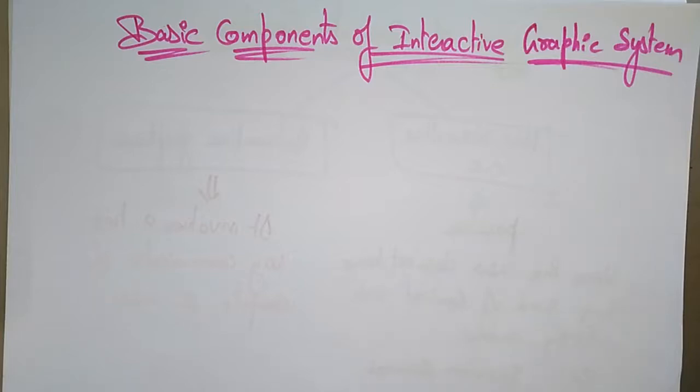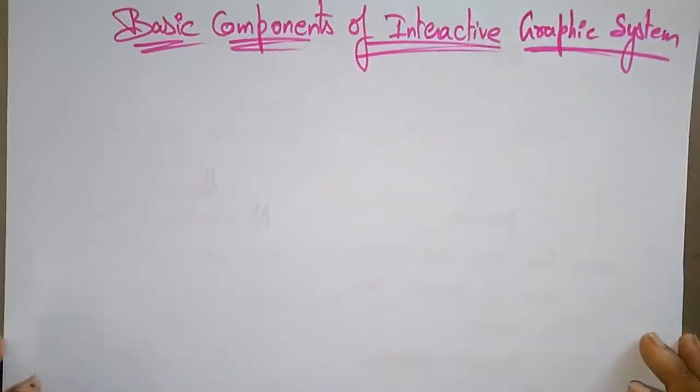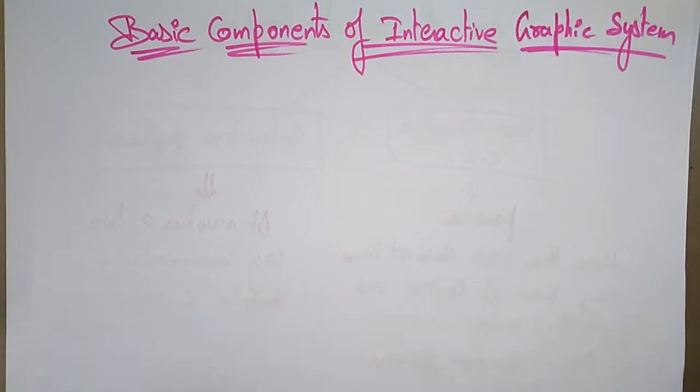Interactive means there is communication between the computer and the user, but in non-interactive the user does not have any kind of control over the system. Now let's see what the basic components of the interactive graphics system are.